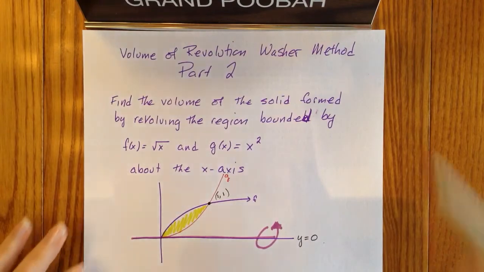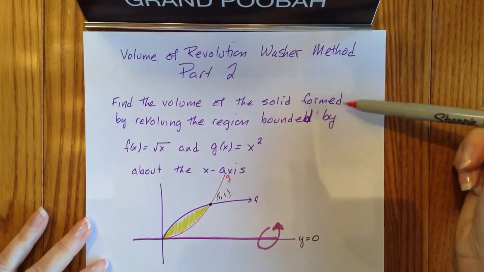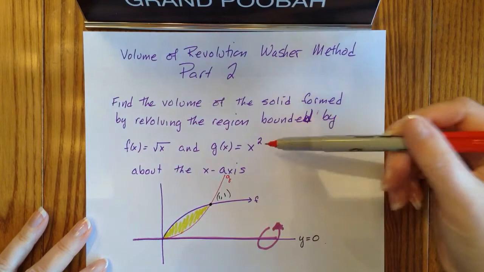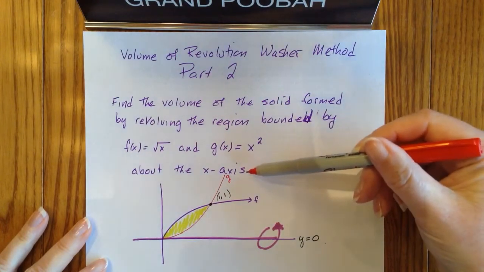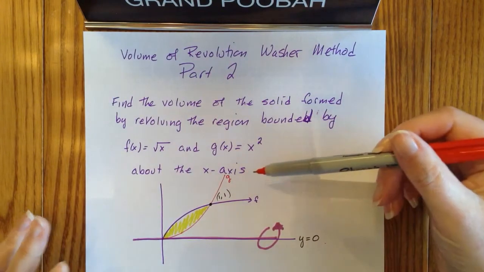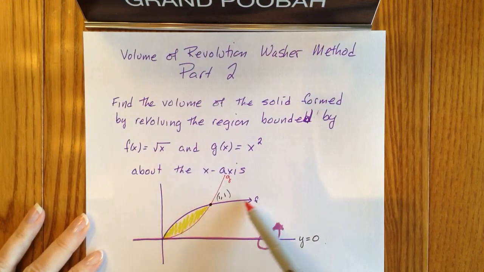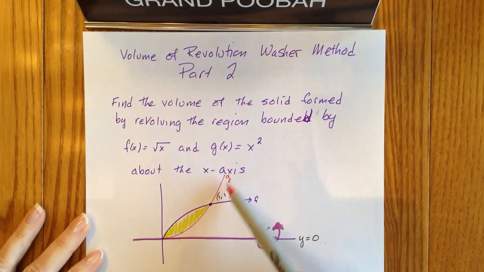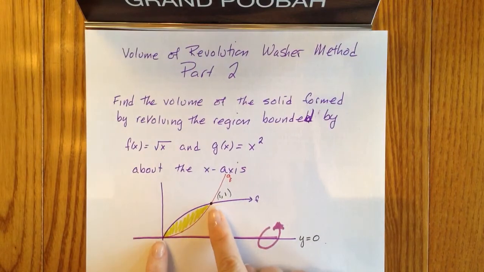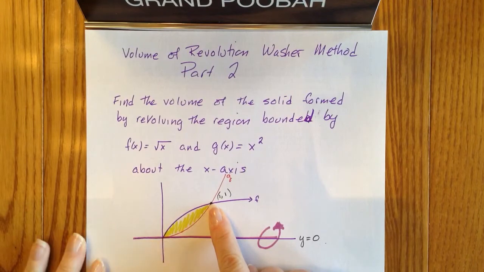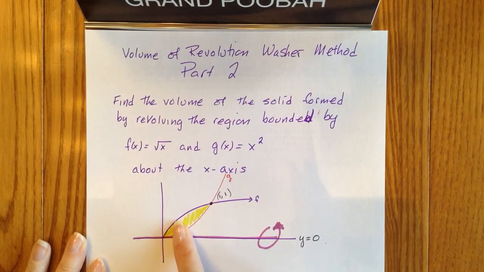Alright, so here's what we've got. It says find the volume of the solid formed by revolving the region bounded by f of x and g of x about the x-axis. So here's f of x, there's g of x. Without too much work, we can find the points of intersection at the origin and at 1, 1. I'm assuming that's good to go. So this is the region right here that we're revolving. We're revolving it around the x-axis, also known as y equals 0.